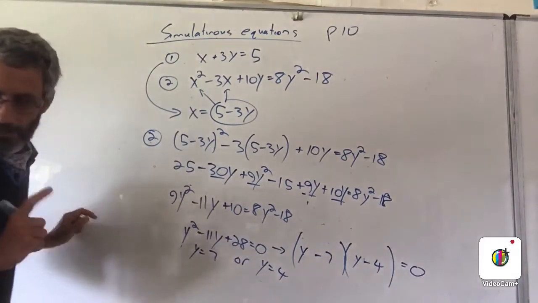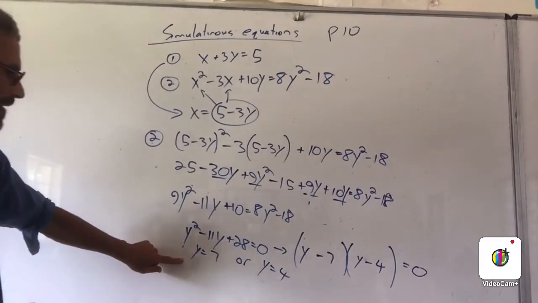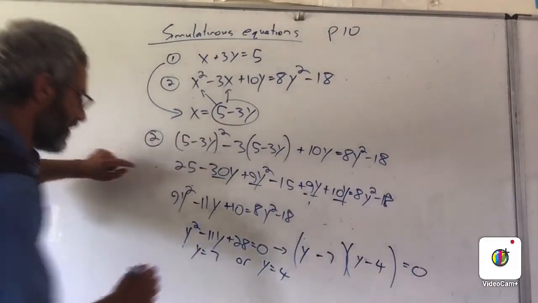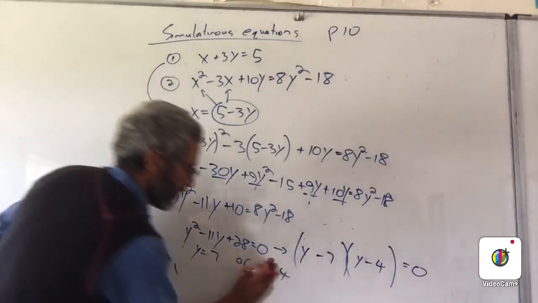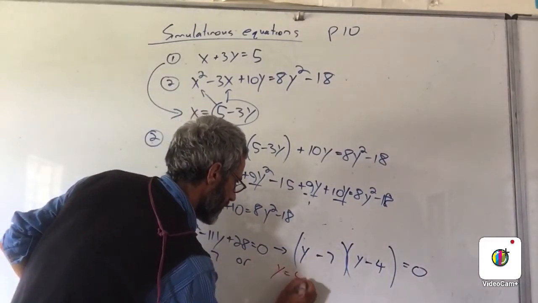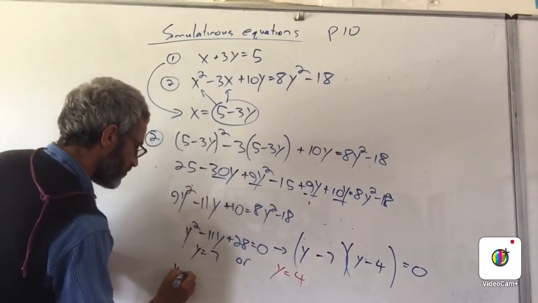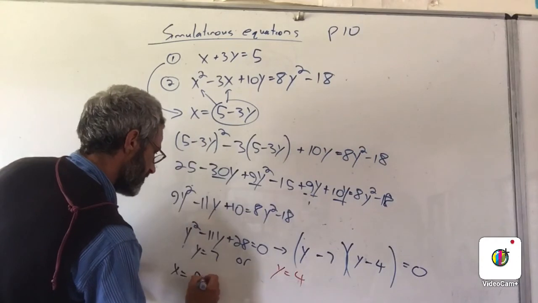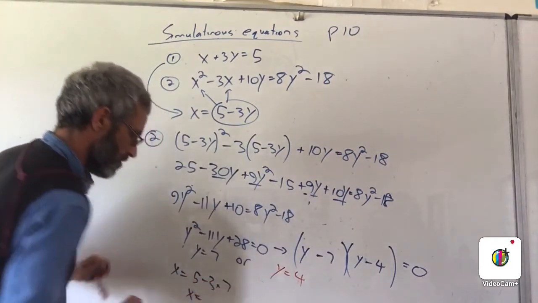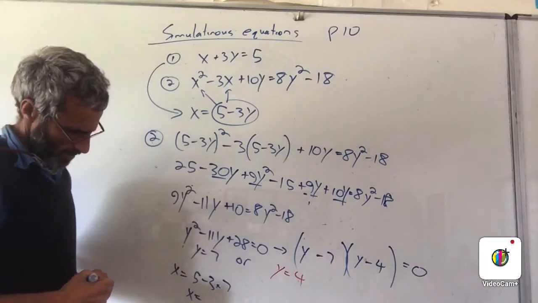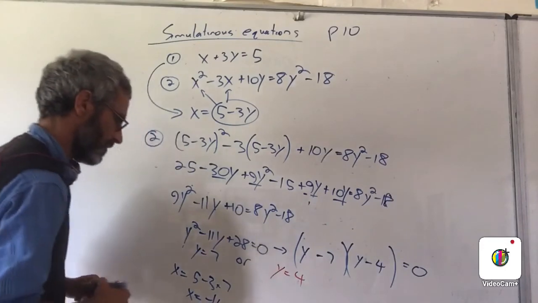Alright, let's substitute y equals 7 here. I'm going to write it in two different colors, actually. So y equals 4, we'll see why in a second. If y equals 7, then x must be 5 minus 3 times 7. That means x equals negative what? 16. Negative 16, right.